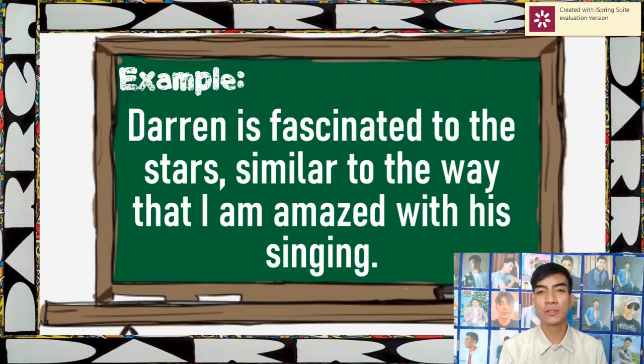Let's have the second one. Darren is fascinated to the stars, similar to the way I am amazed with his singing. The unfamiliar term here is the word fascinated. Darren's fascination to the stars is compared to my amazement of his singing. So, from this comparison, the term could be defined as charmed or captivated. So that's our context clue type by the use of comparison.